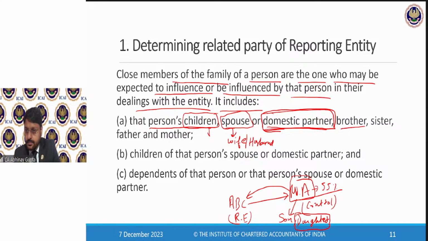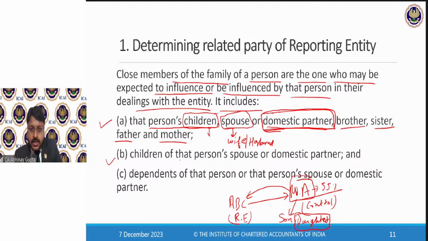Next is brother of Mr. A, sister of Mr. A, right? And father and mother. So this is the category A, which are super close members, right? So category A, super close.